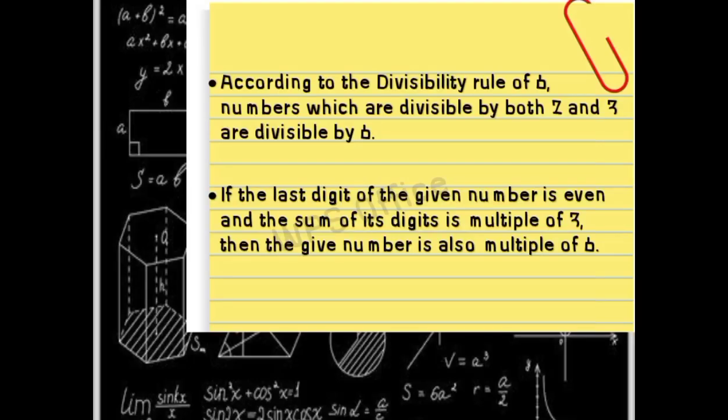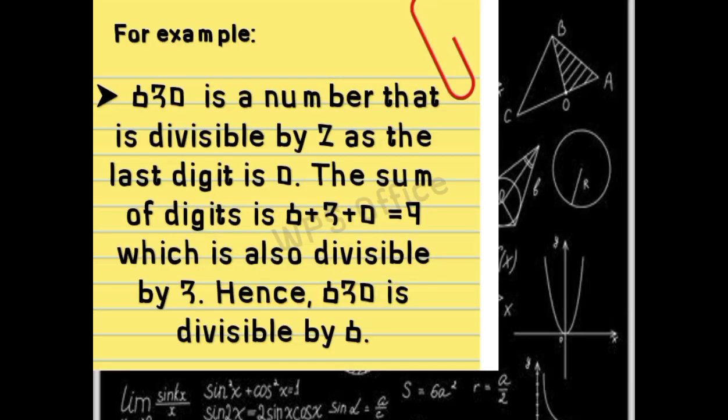According to the divisibility rule of 6, numbers which are divisible by 2 and 3 are divisible by 6. If the last digit of the given number is even and the sum of its digits is a multiple of 3, then the given number is also a multiple of 6. To understand, let's take an example. For example, 630 is divisible by 2 as the last digit is 0. The sum of digits is 6 plus 3 plus 0 equals 9, which is also divisible by 3. Hence, 630 is divisible by 6.